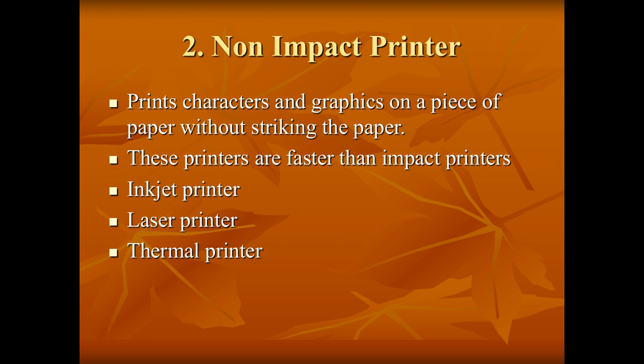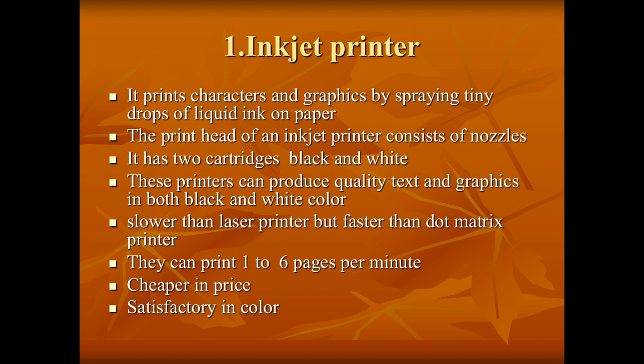Now, the print head of an inkjet printer consists of nozzles. It has two cartridges, black and white. Now, these printers can produce quality text and graphics in both black and white and color. Slower than the laser printer but faster than the dot matrix printer. It can print 1 to 6 pages per minute, cheaper in price and satisfactory in colors.